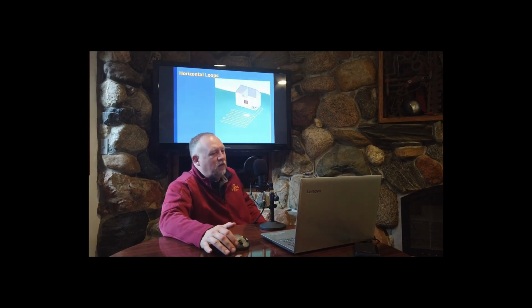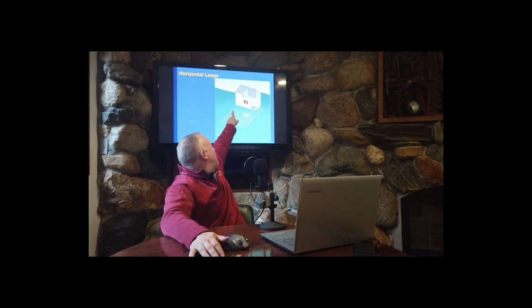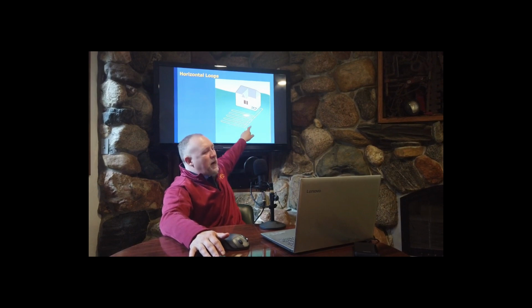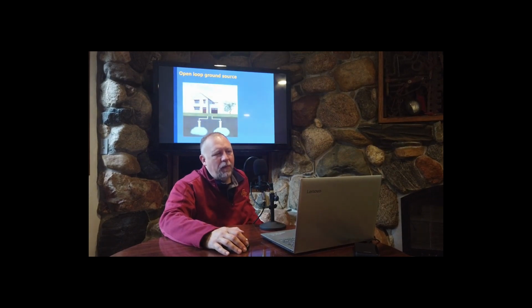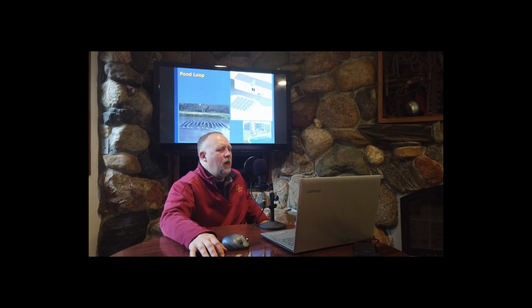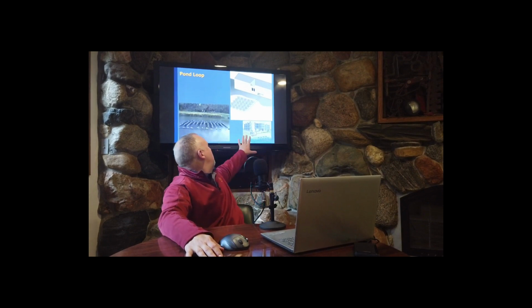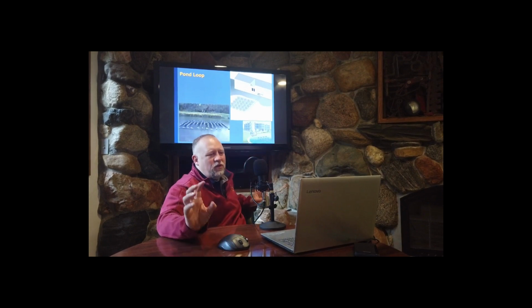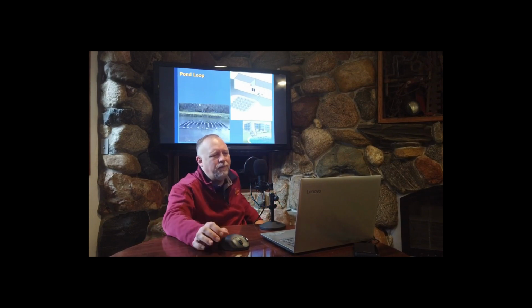Now, here's a diagram of the horizontal loops, where we go out and dig around, and then just bury these about, like I said, 6 feet down. Here's an open loop, a pump and dump type of system, which I said is heavily regulated and I'm not going to discuss. Here's what's called a pond loop. Same idea. They all have the same idea. We're rejecting heat to the outside and we're pulling heat in from the outside.